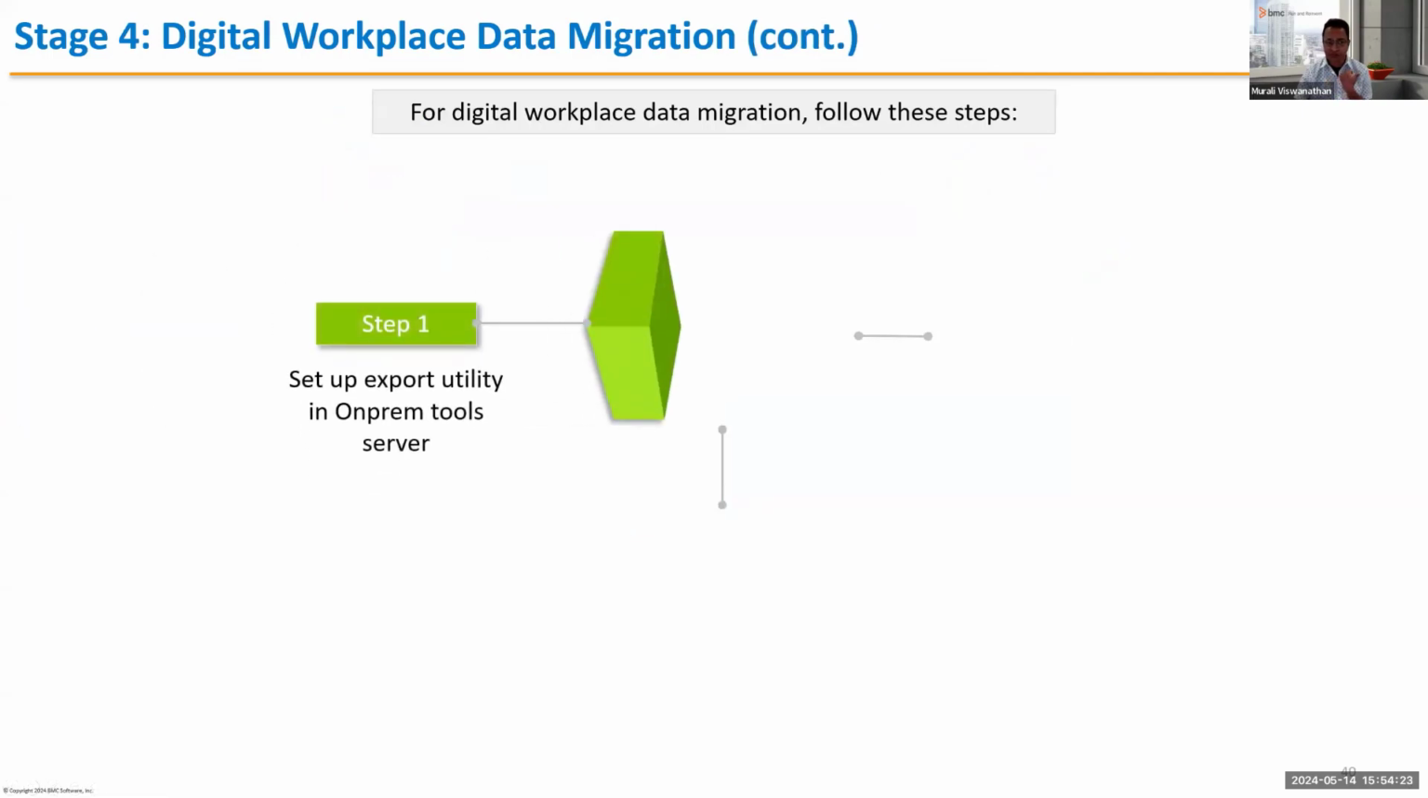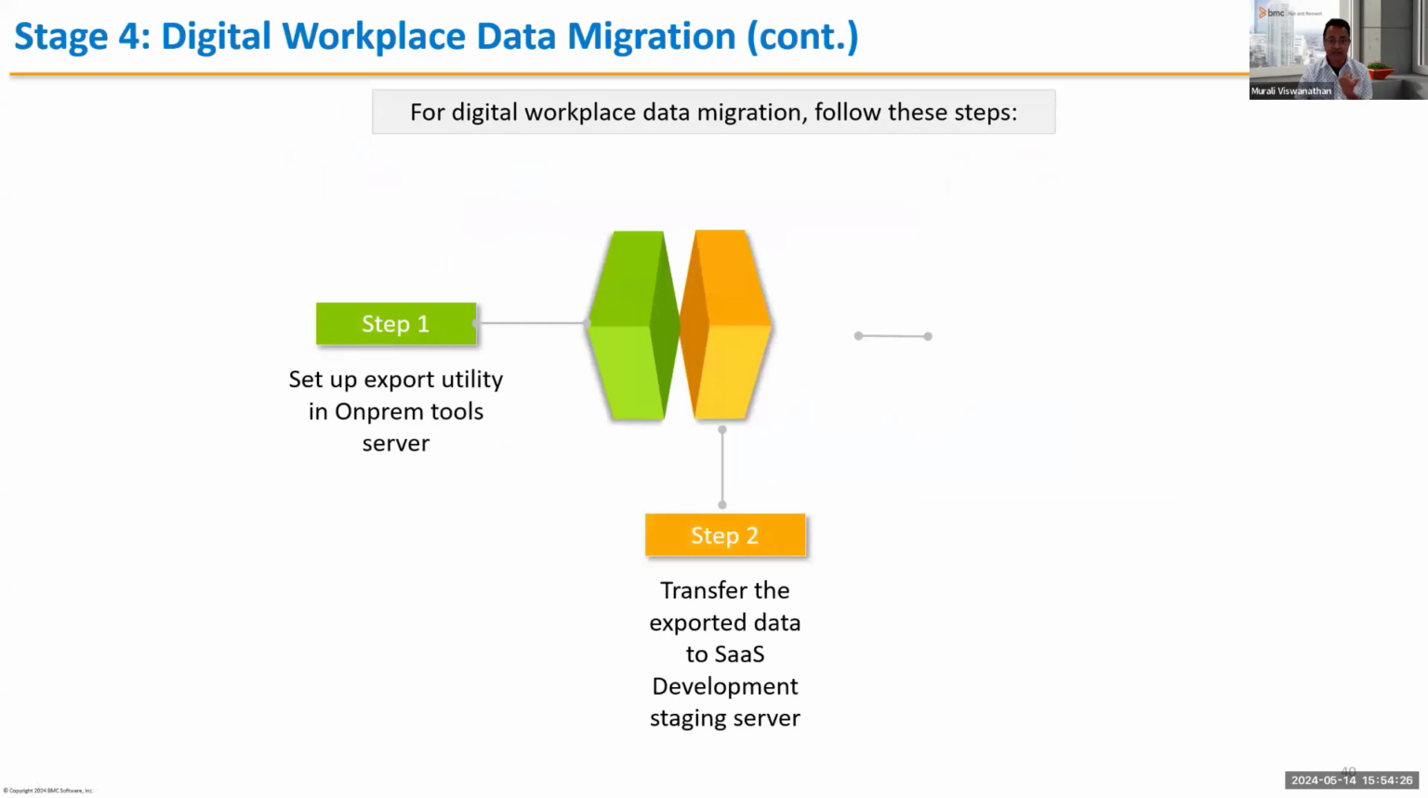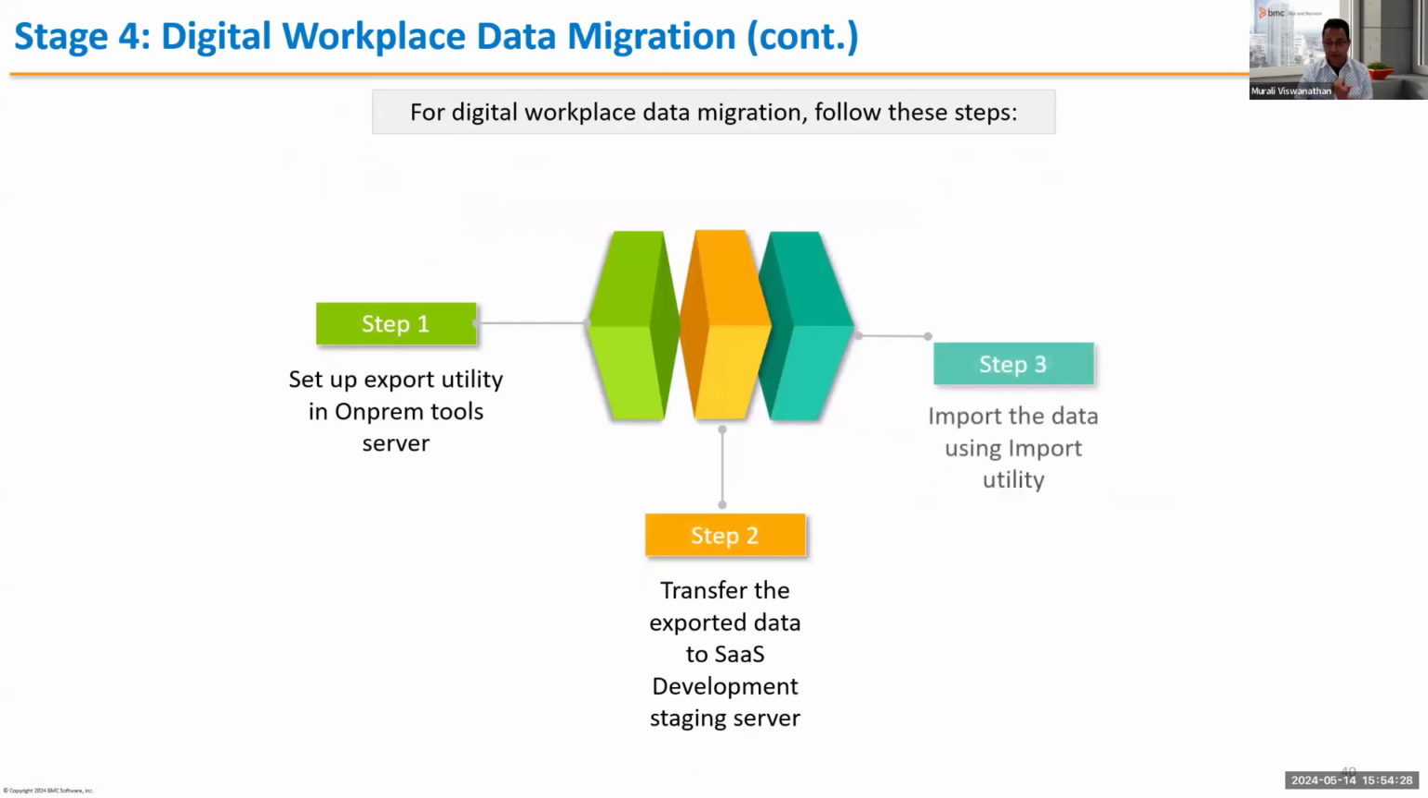Again, for this step 1, set up the export utility on the on-prem server, transfer the data, and then import it, right? So that's what happens. You'll have this utility again in both places, so then you can use it for the export and then FTP, and use it for the import.